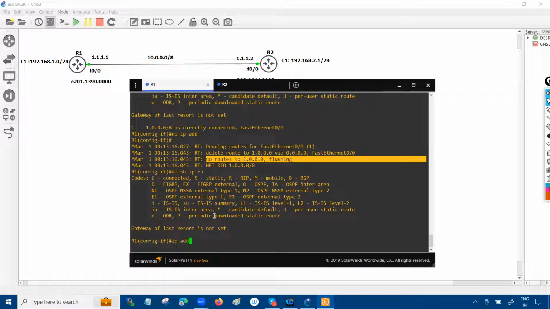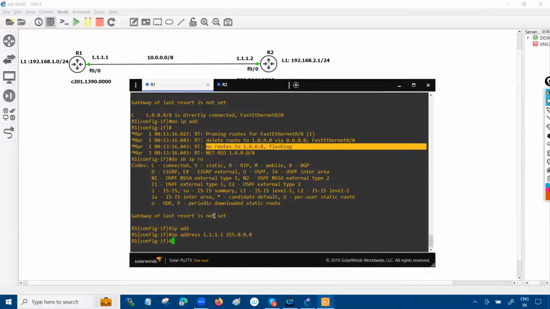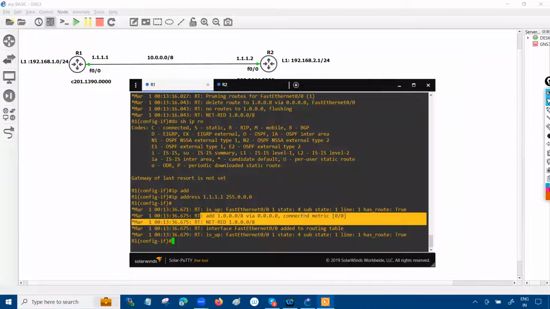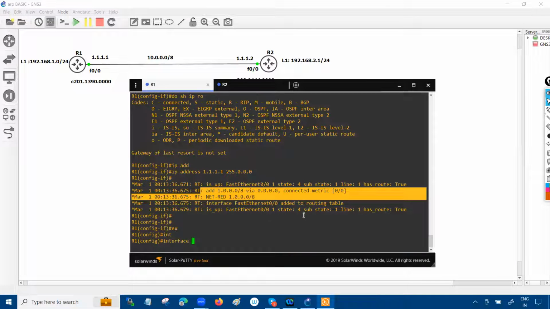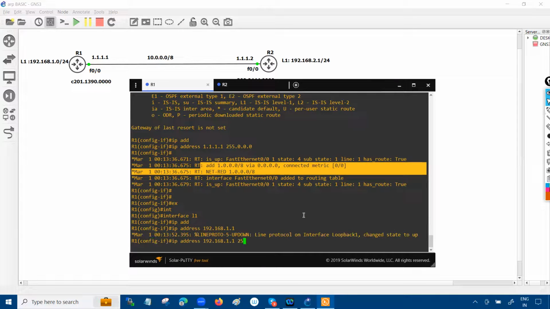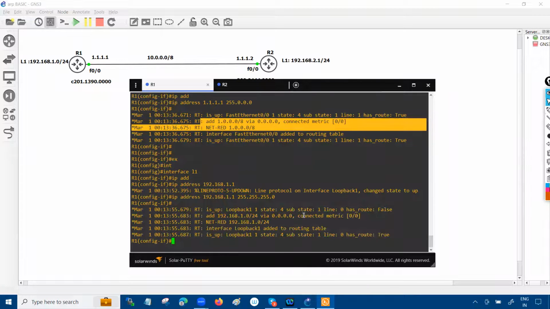Let me configure it again as 1.1.1.1/8. Already the interface was up, so I don't need to give the no shutdown command. And now if you see, I'm adding this route again. Let me add the loopback as well. So interface loopback number 1. Loopback doesn't have a MAC address. IP address will be 192.168.1.1/8. And now you see that this information is also there in the routing table.